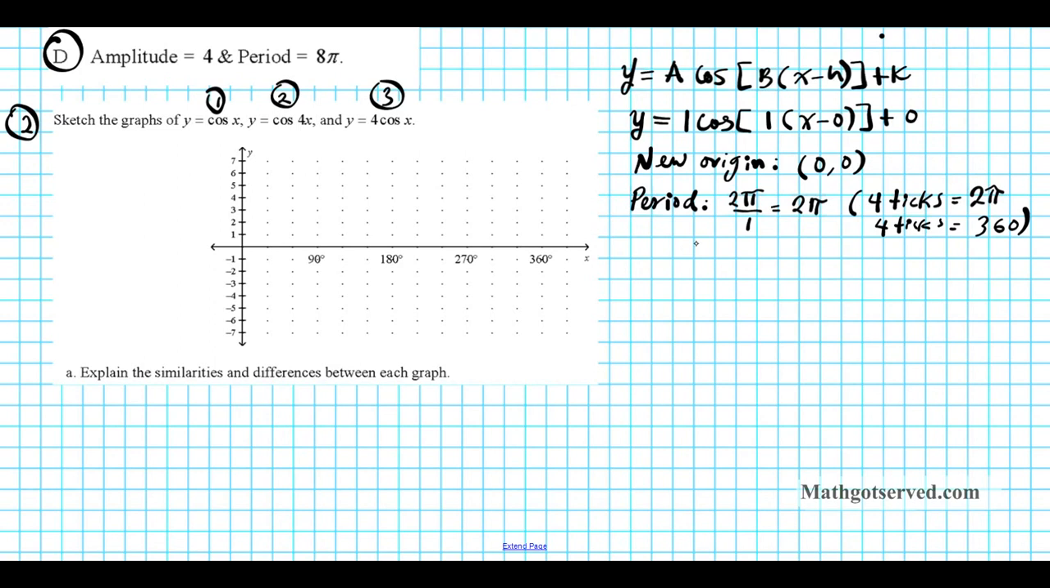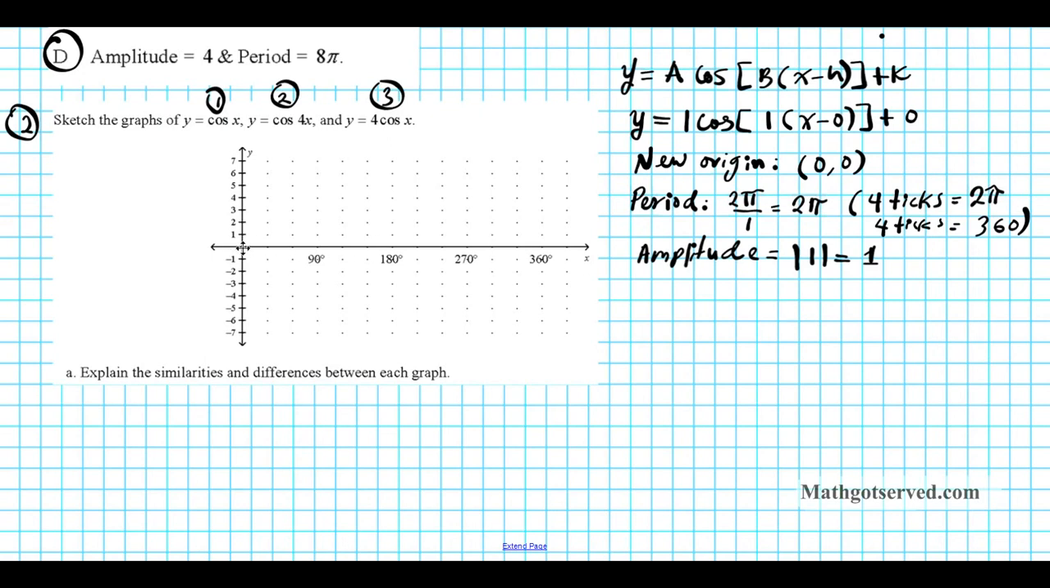Alright, so I think that's enough information to graph this function. Oh yeah, we also need our amplitude. Our amplitude is A. Amplitude is the absolute value of A, so we're going to be computing the absolute value of 1, which equals 1. Now let's go ahead and graph the function.